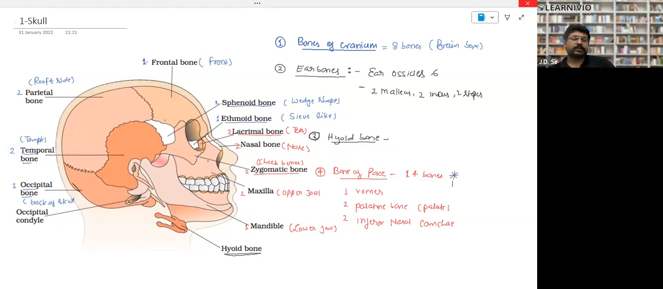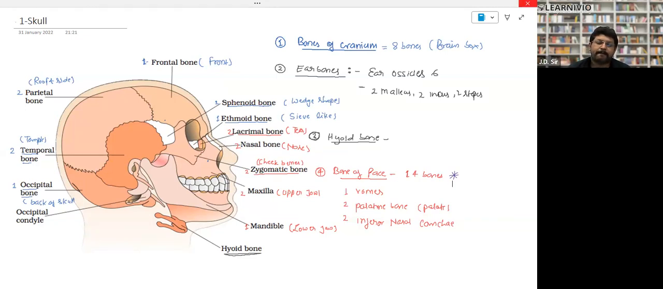First point, bullet form, skull. A skull consists of 29 bones. Next point. The cranium or brain box is made up of 8 bones.